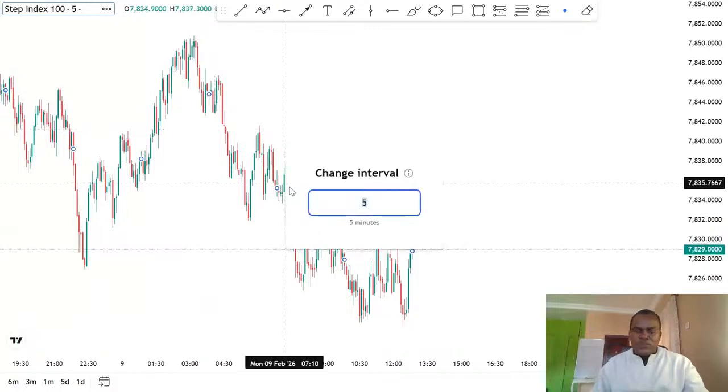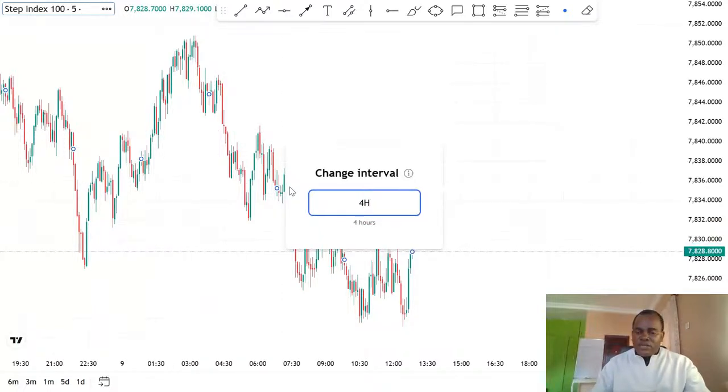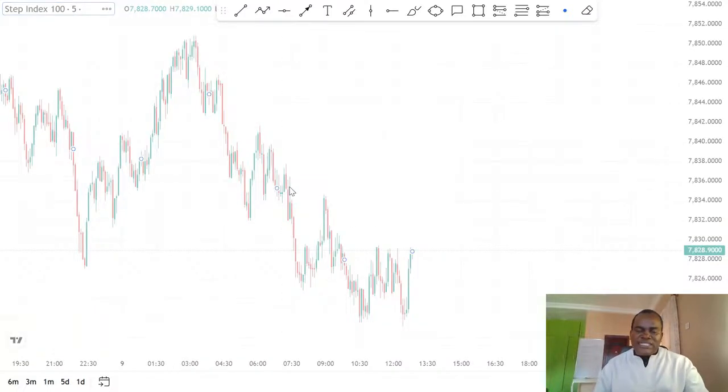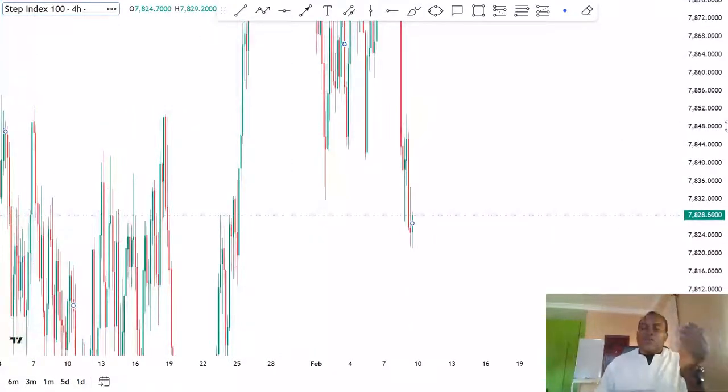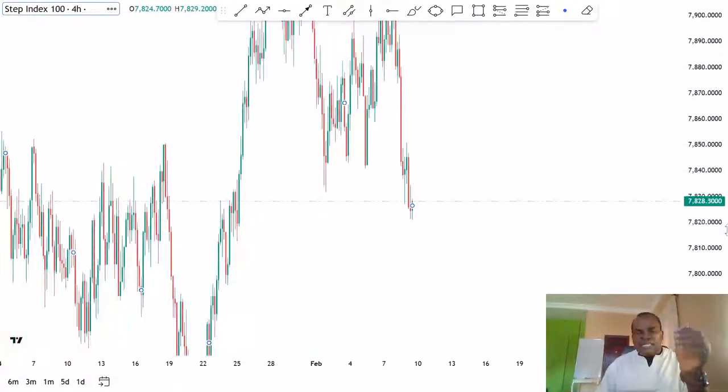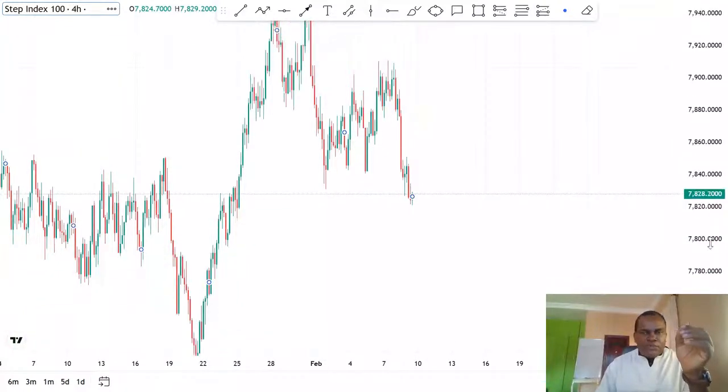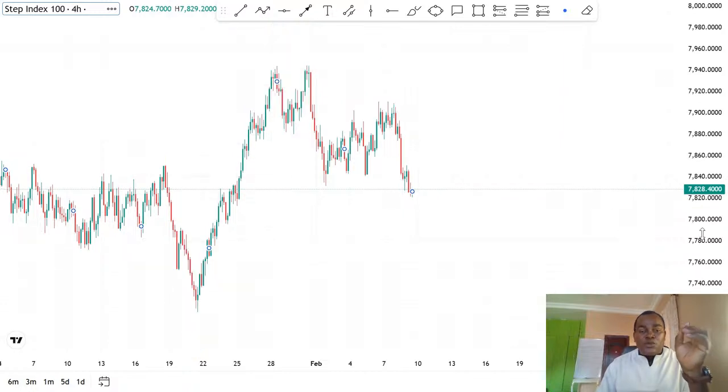So let me go now to 4 hours. Now, please note this, it's not a must you start from 4 hours, all right? You might start from daily. What is most important is you want to see a higher time frame structure. All right, so if I don't see what I'm looking for here, then I might have to go to a much higher time frame.